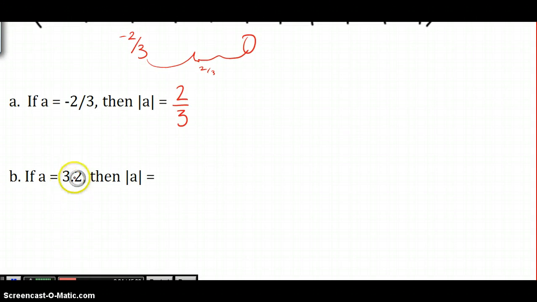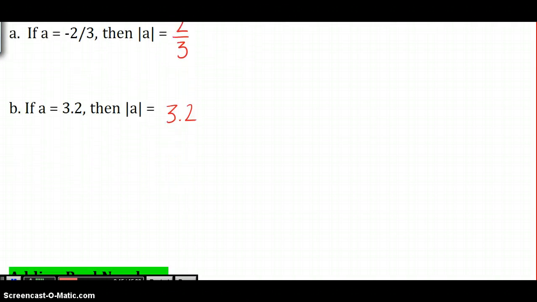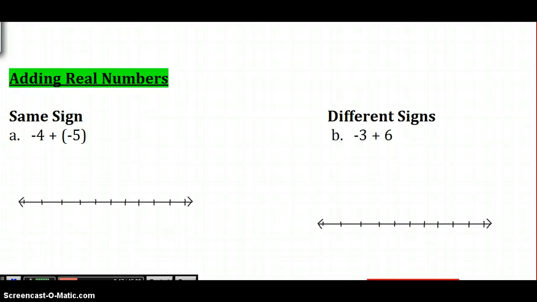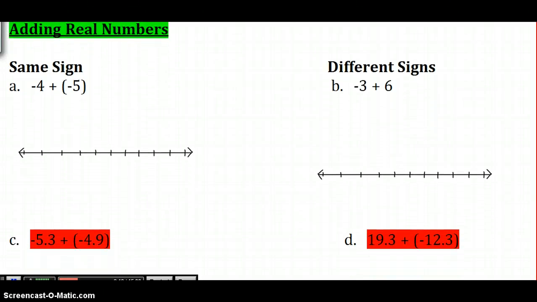So if a is 3.2 and you want to find the absolute value, you just make it positive, and this number is already positive, so it doesn't even change. So pretty simple. Absolute value, make your number positive. That's all you have to do. Alright, now let's talk about adding real numbers. There are two different rules if you have the same sign or different signs, and I'll explain them both to you. So first let's add if you have numbers with the same sign.